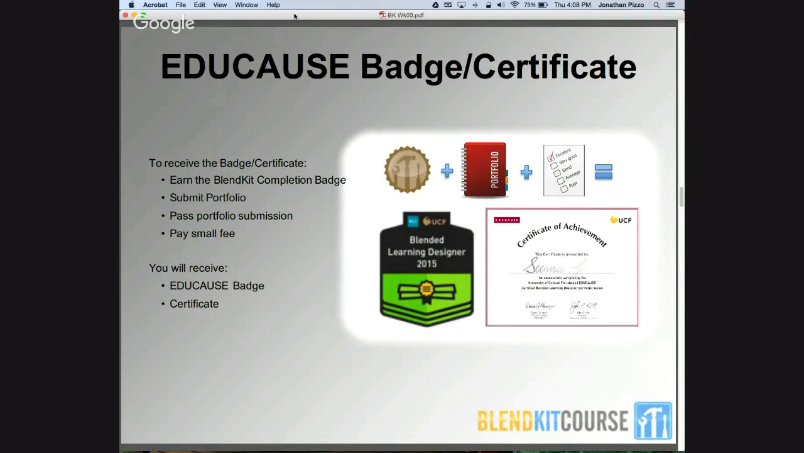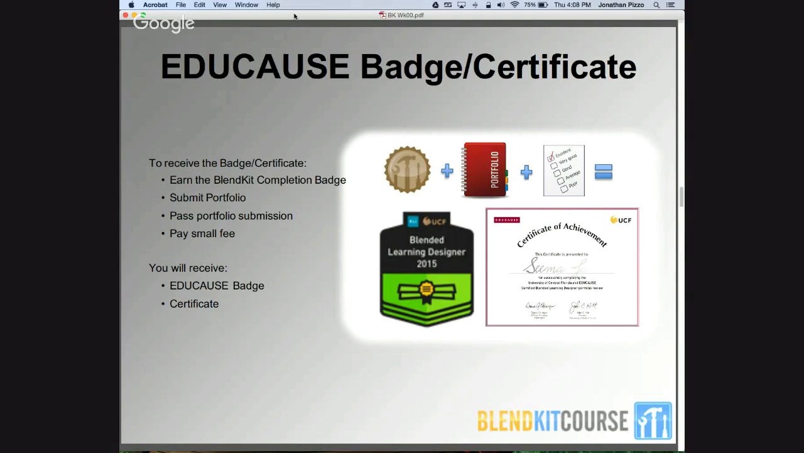If you select to pursue the UCF EDUCAUSE certificate in blended learning, you will need to earn the BlendKit completion badge, submit and have your portfolio graded, and pay a nominal fee. If you complete these criteria, you will receive an EDUCAUSE badge for your online portfolio and a certificate with your EDUCAUSE UCF Blended Course Designer information displayed.